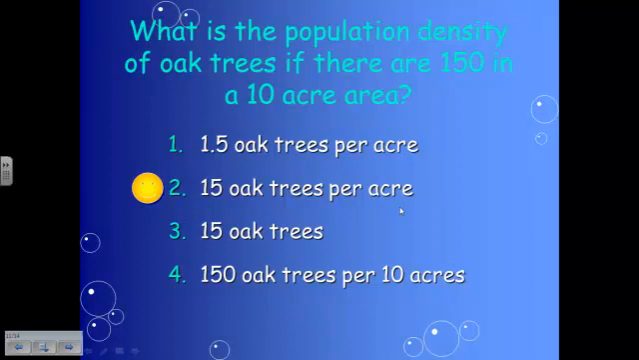15 oak trees is just an identifier. It cannot give us a density, because density always requires a number versus an area, a given size, location. And just 15 oak trees, that doesn't tell me what the size is. What is that? Per square mile? Per foot? We need that acreage.